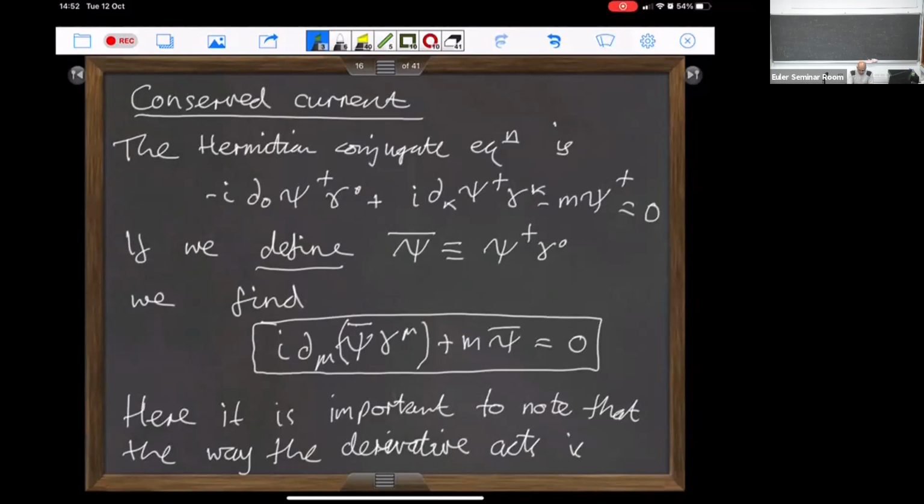Okay, let's continue then. So like we did with the scalar field theory, we can derive a conserved current for the Dirac equation. And this will correspond to, for example, if we're talking about the Dirac equation to describe the electrons, the electric current, the same current which later on we will couple to the electromagnetic field.